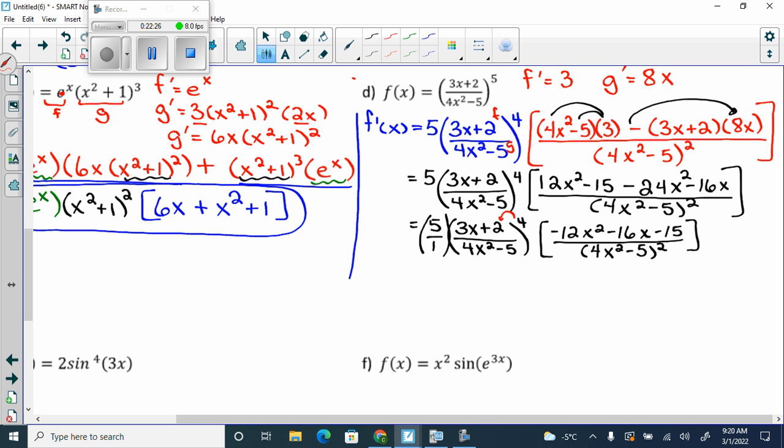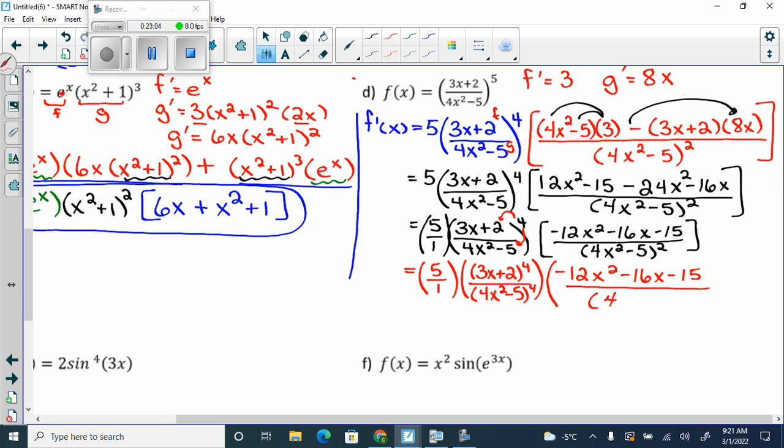This is from grade 10 again. The 4 has to go in. So the 4 goes into the numerator, and the 4 goes into the denominator. And it's really easy, because you literally just write the binomial to the 4, the binomial to the 4. Like you're not expanding it or doing anything crazy. You're literally just writing 5 over 1, 3x plus 2 to the 4, over 4x squared minus 5 to the 4, and then negative 12x squared minus 16x minus 15, over 4x squared minus 5 squared.